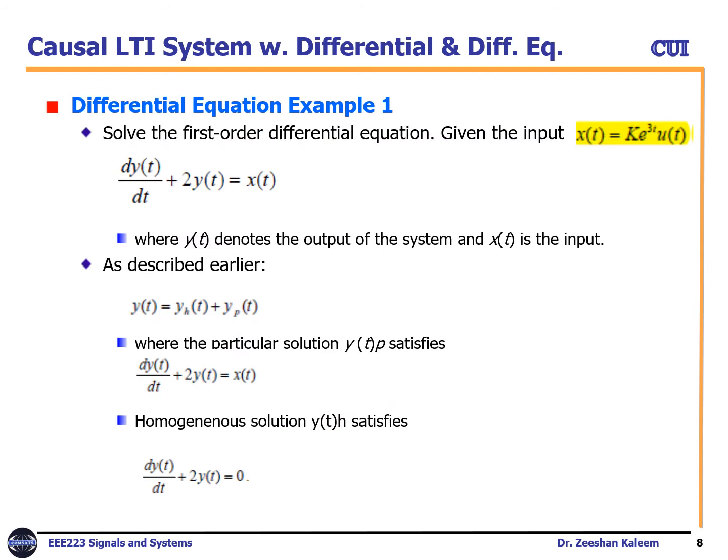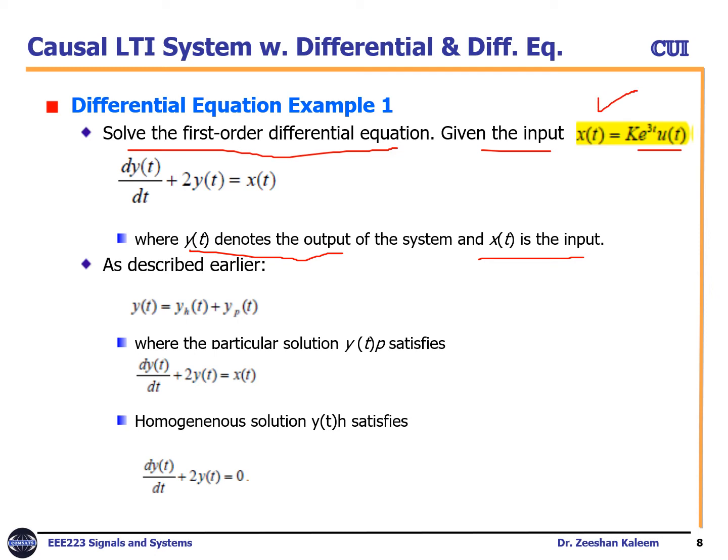Let's take a first example. Now we have to solve the first order differential equation given the input x(t) = k e^{3t} u(t). So this is a non-homogeneous type of equation. So we have to find the solution, right? Where y(t) denotes the output of the system and x(t) is the input. So this is the input, and you can also call it the forced response.